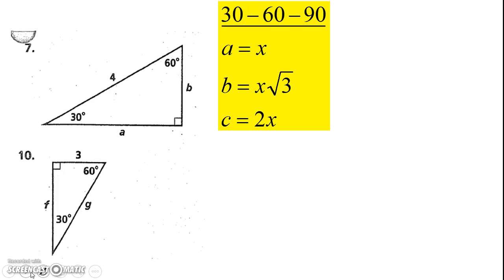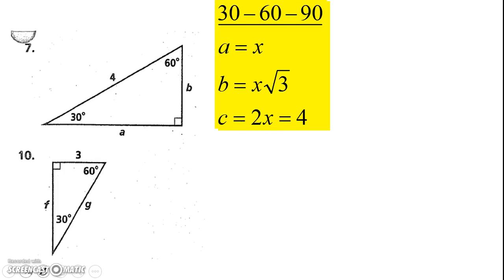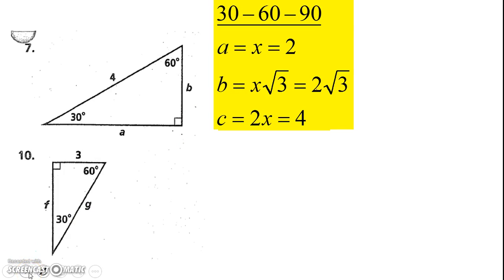And then we say to ourselves, which piece do we know? Well, I know C is 4. So I don't change my formula. I just set that equal to 4. Well, if 2X equals 4, that means X equals 2. So there's my A. And if A is 2, B is going to be 2 root 3. So that's going to look like this.